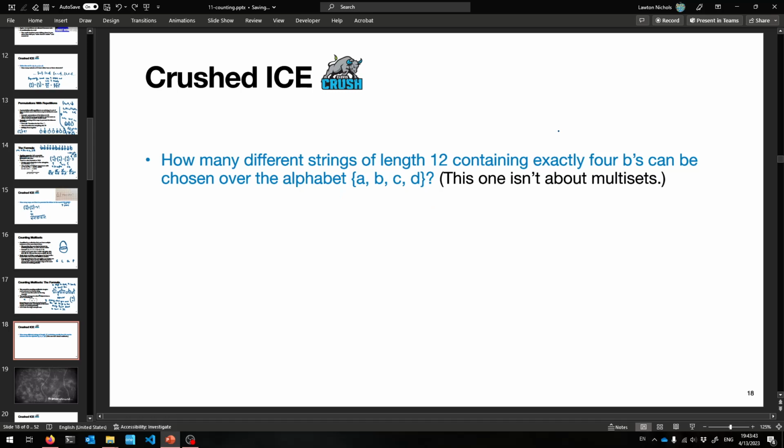It's a good combination of some of the things that we were talking about. So, all right. Strings of length 12. So we know we have 12 slots to fill. You can label them 1, 2, 3, 4, all the way to 11 and 12. And then you have to have 4 Bs. You have to place the 4 Bs.